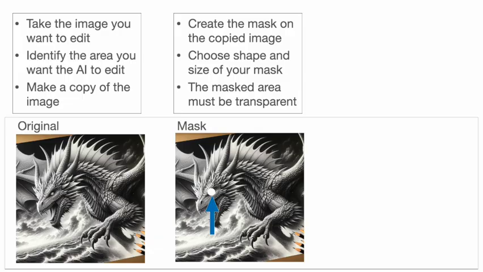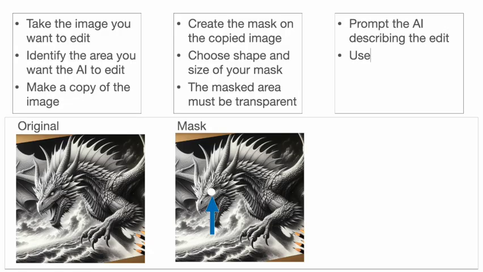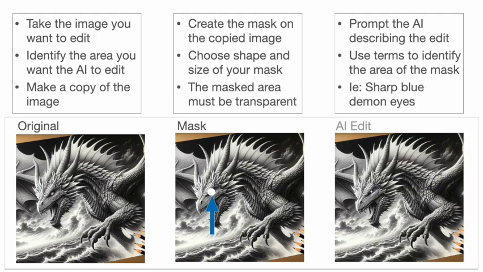Finally, on the right, we see the AI-generated edited image, where the dragon now has a sharp blue demon eye. To get this image, we used a prompt to describe the edit. In our prompt, we specified the desired changes using descriptive terms, as well as terms describing the area where the mask is located, the dragon's eye. Our example prompt contains the following: sharp blue demon eyes, which directs the AI where and what's needed to give the dragon a more menacing appearance.